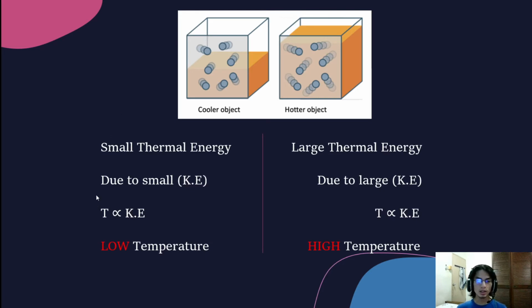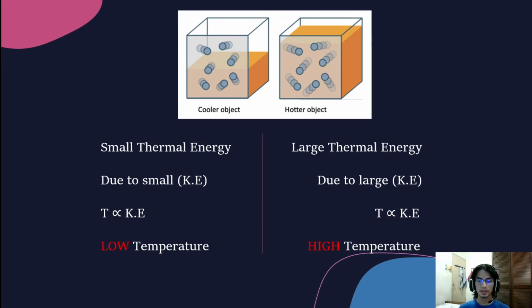As we recall, temperature is directly proportional to kinetic energy. So when the kinetic energy is low, the temperature will also become low. In this cooler object, they will have a low temperature. The hotter object has a large thermal energy due to the large kinetic energy of the particles. So again, temperature is directly proportional to kinetic energy, so they will have a high temperature.